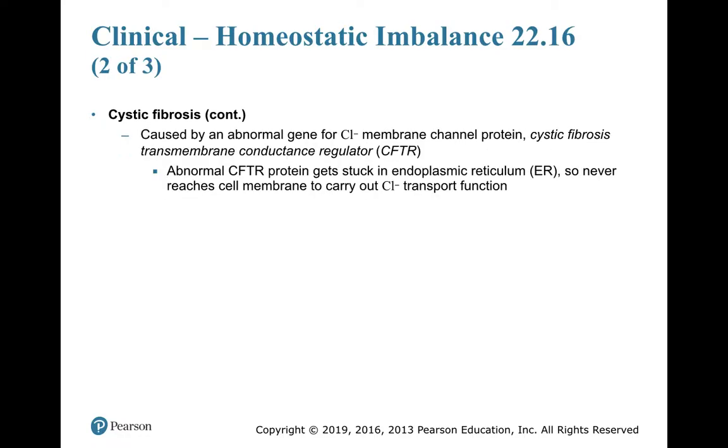It's caused by an abnormal gene for a chlorine membrane transport protein, the cystic fibrosis transmembrane conductance regulator, CFTR. So an abnormal CFTR gets stuck in the endoplasmic reticulum and never makes it to the cell membrane, so it cannot transport chlorine the way it is supposed to.